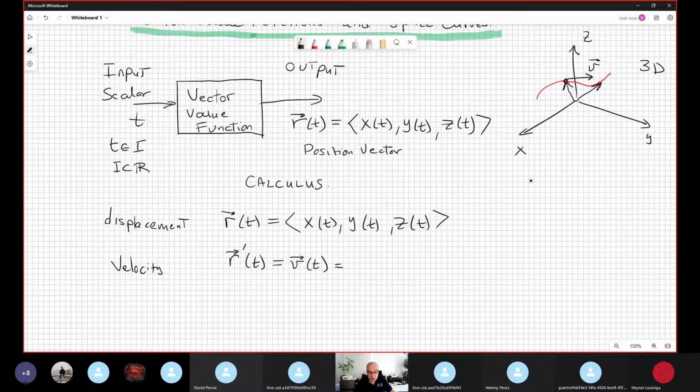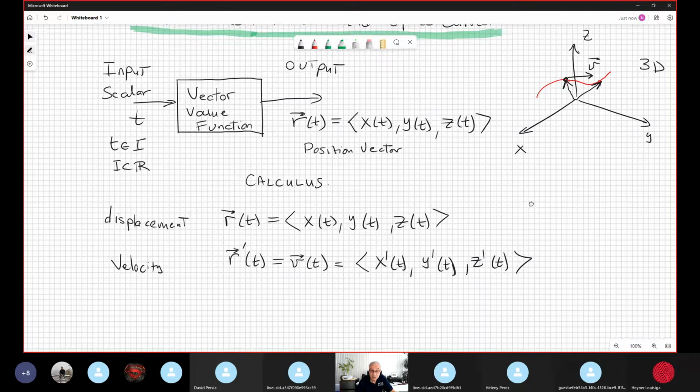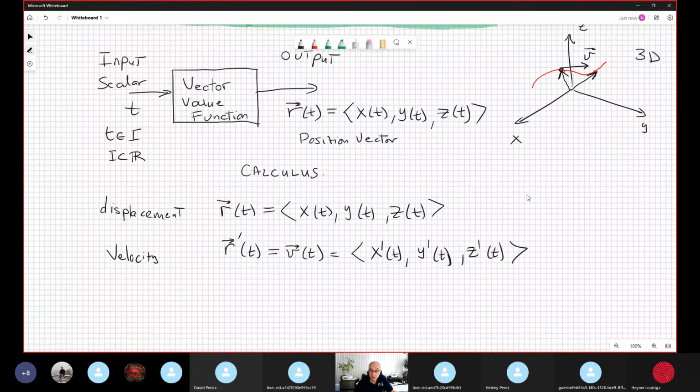And velocity we compute like that. You differentiate component by component. x prime t, comma y prime t, comma z prime t. Okay, it's a vector. It's another vector value function, but in this case, this vector value function in any point is no position, is velocity, therefore is tangency to the point.